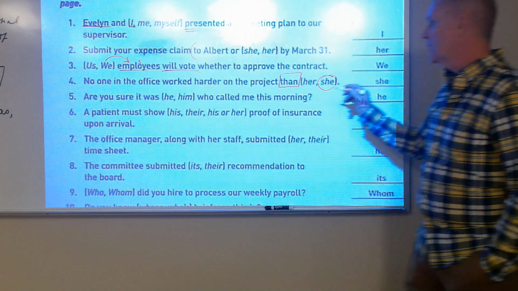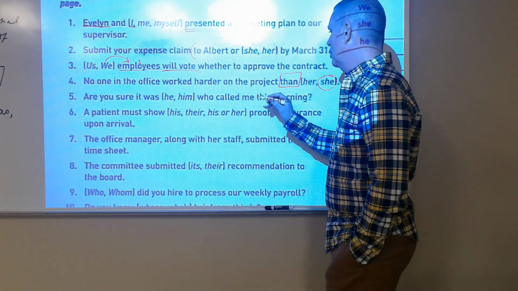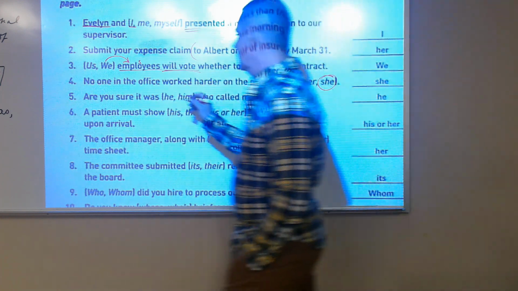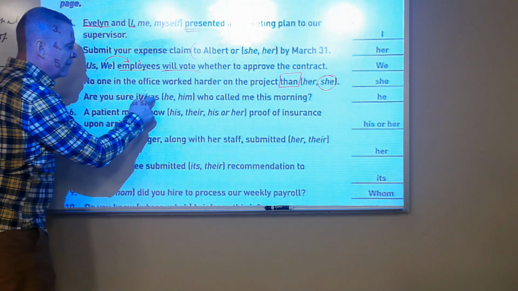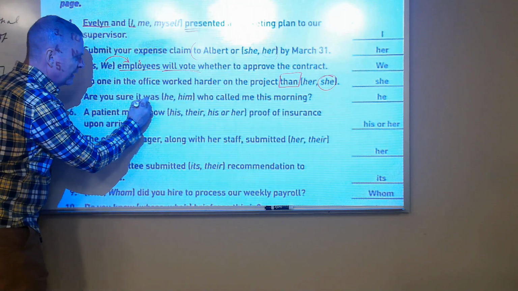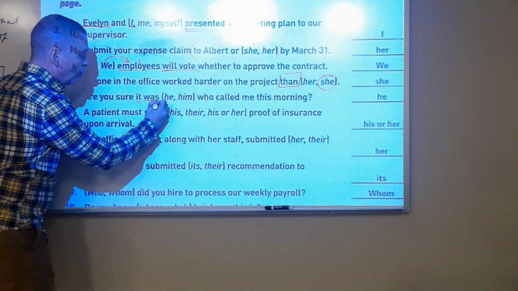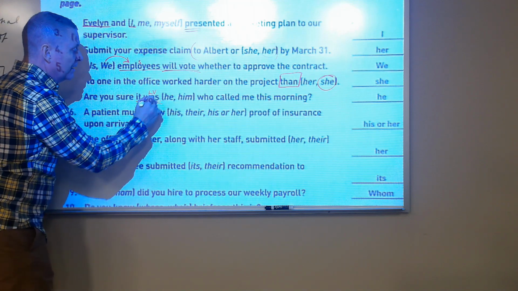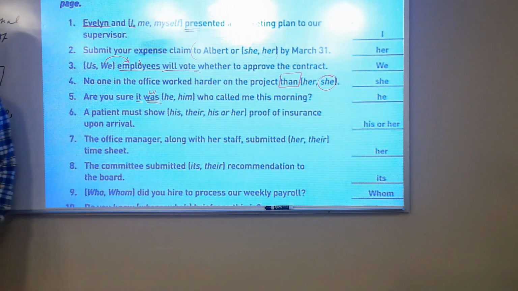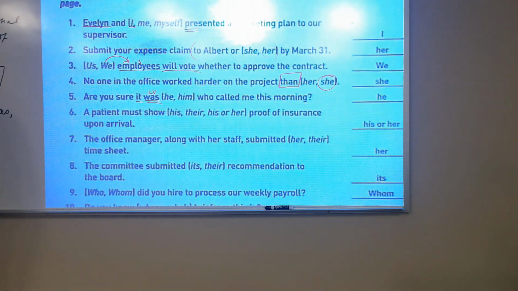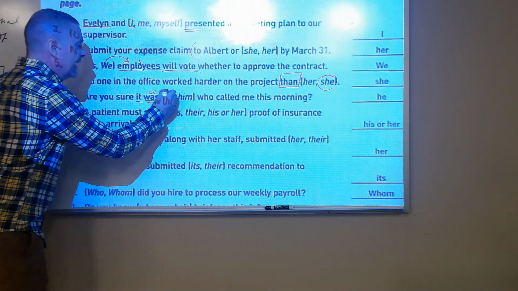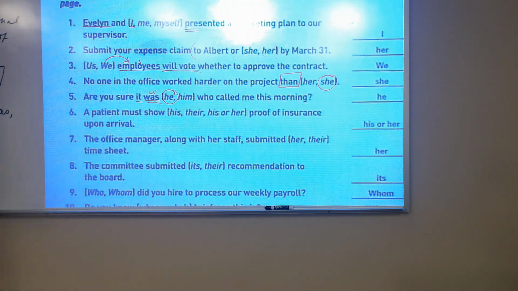Okay, this next one, are you sure it was he or him who called me this morning? Okay, right here, as far as the pronoun is concerned, it is a pronoun that's being used as the subject. Was is a linking verb, so any noun or pronoun that follows a linking verb is called a subject complement. So we're going to use a subjective case pronoun, which is I, we, you, he, she, it, they.